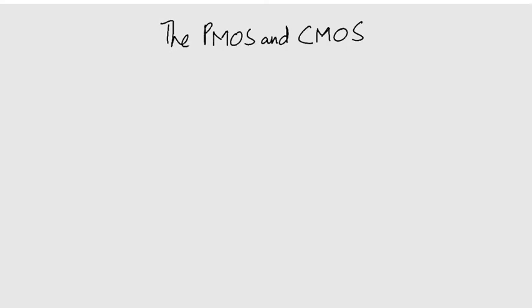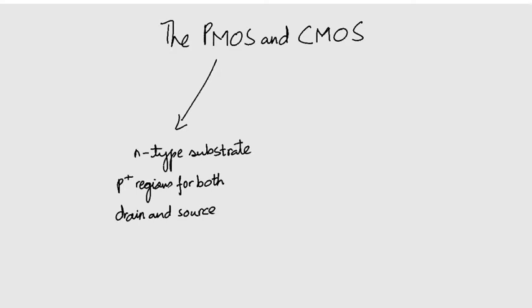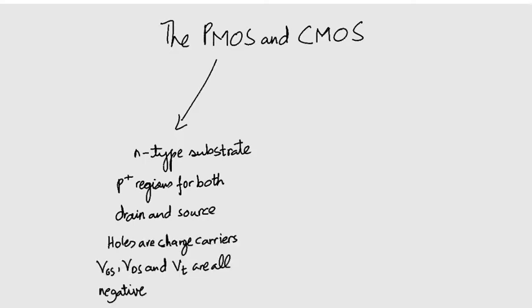The P-channel MOSFET or PMOS is fabricated on an N-type substrate with P+ regions for both drain and source. It has holes as charge carriers. VGS and VDS are made negative, and so is the threshold voltage VT. The current enters the source and leaves through the drain, which is opposite to what we saw in NMOS.